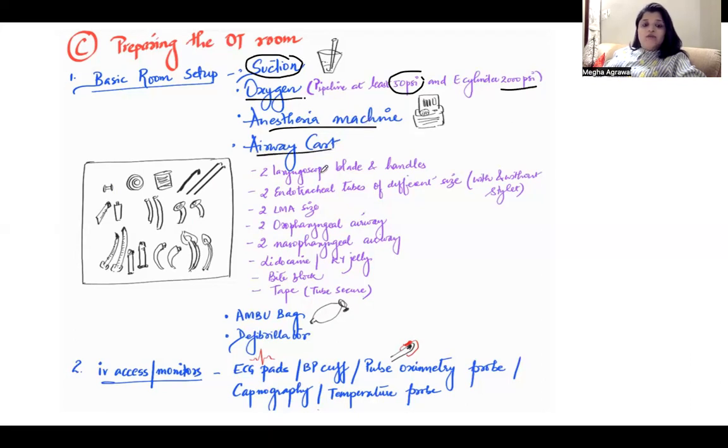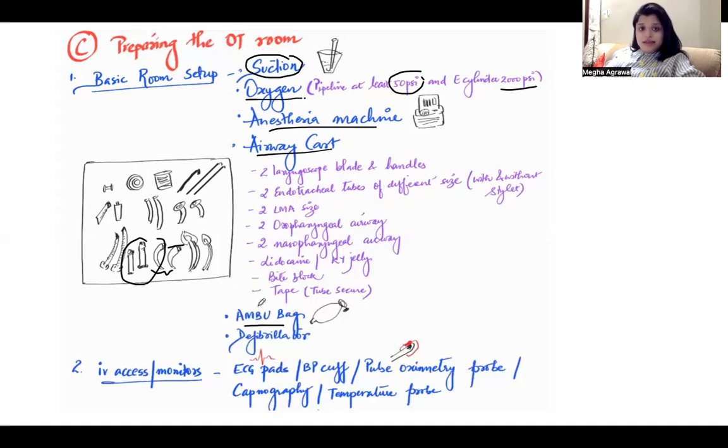The airway cart, you have to see. When you enter initially, there are a lot of things, but everything is important on that airway cart. There have to be 2 laryngoscope blades and 2 handles, then two sizes of endotracheal tubes, then two sizes of laryngeal mask airways, then an oral airway, then a nasopharyngeal airway, lidocaine and KY jelly, tube tapes, bite block, then stylet, bougie. A lot of things are there. When you go to the operation theaters, just take a look and see it thoroughly, because that is very important.